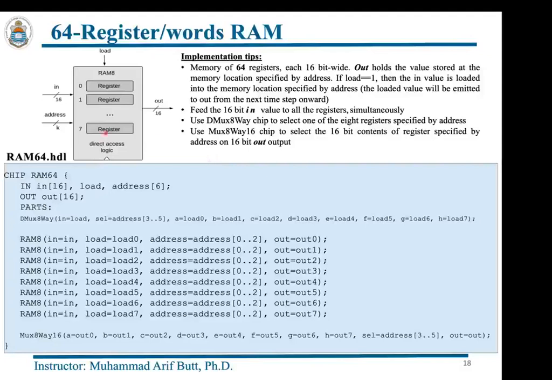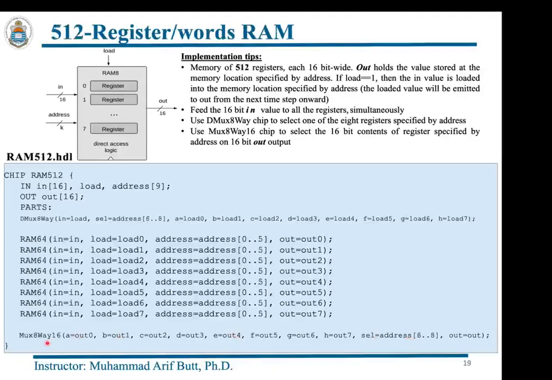So this slide shows the HDL for RAM 64, and in the chip interface, just note the address. We have an address of 6 bits, and the least significant 3 bits, bits 0, 1, 2, are used by the RAM 8 chip, while the most significant bits, that is 3, 4, 5, are used by the DMux 8-way as well as by the Mux 8-way 16. And I hope this makes sense to you all now.